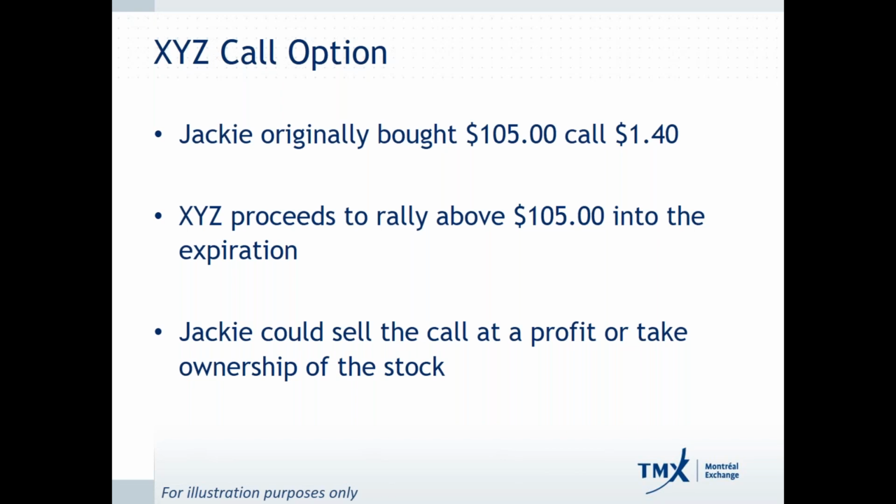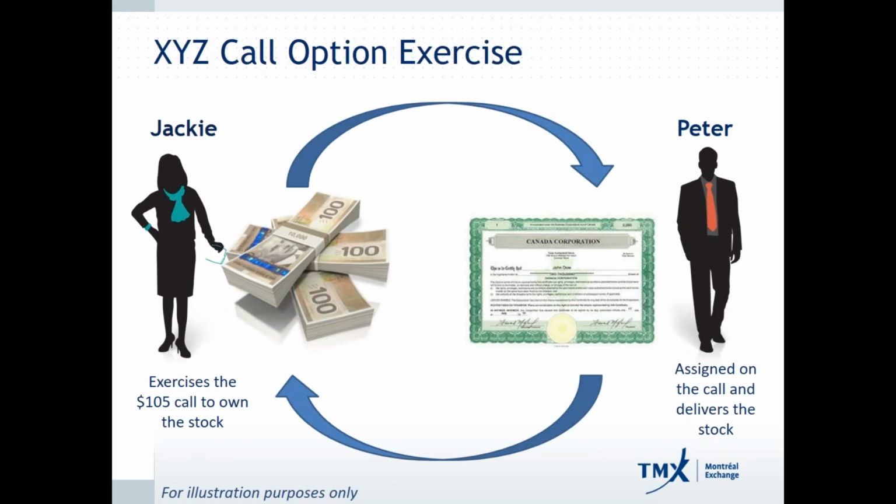So let's say the shares of XYZ are trading at $108. Well, in theory, Jackie bought the call option for $1.40. She could turn around and sell it for a $3 intrinsic value, which would be what the market on the option is. If you don't understand that yet, that's okay. We didn't cover intrinsic value yet in the presentation. But I can assure you that she could turn around and flip it for a profit.